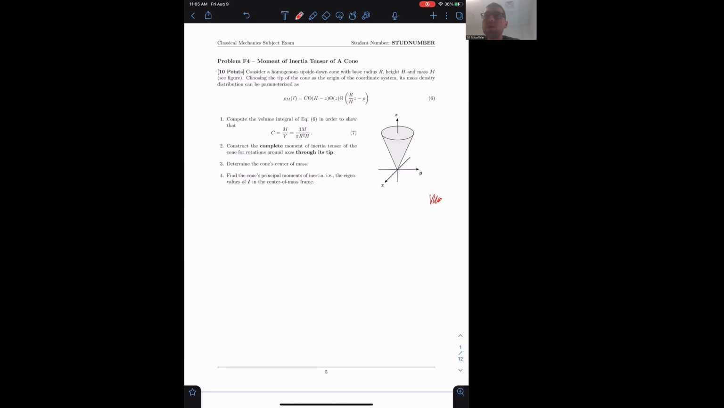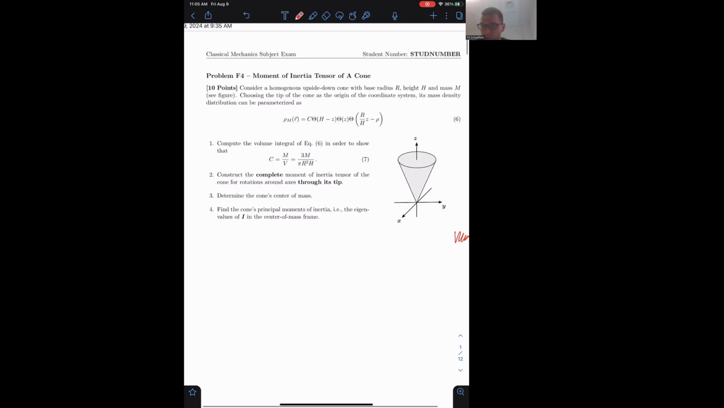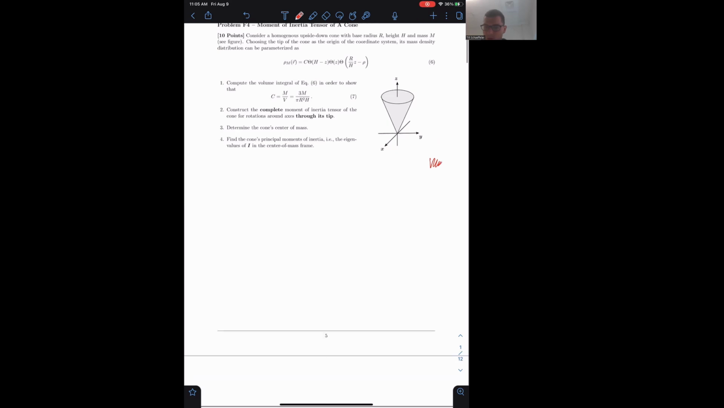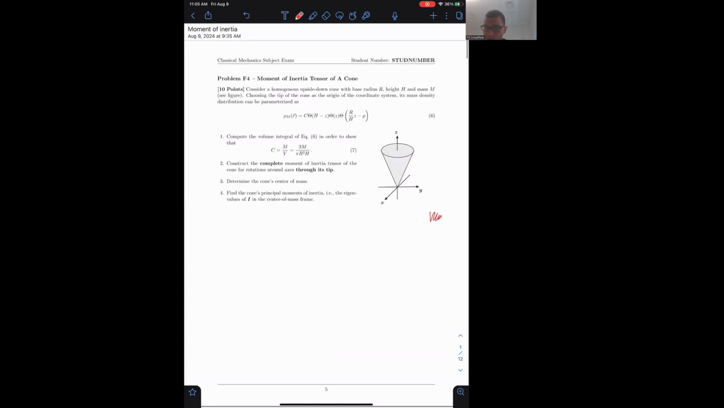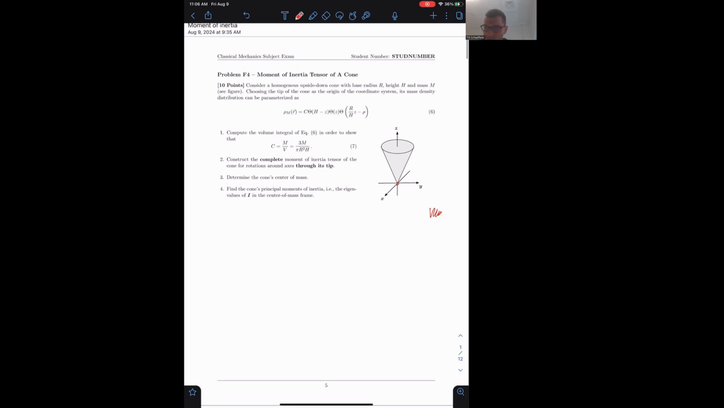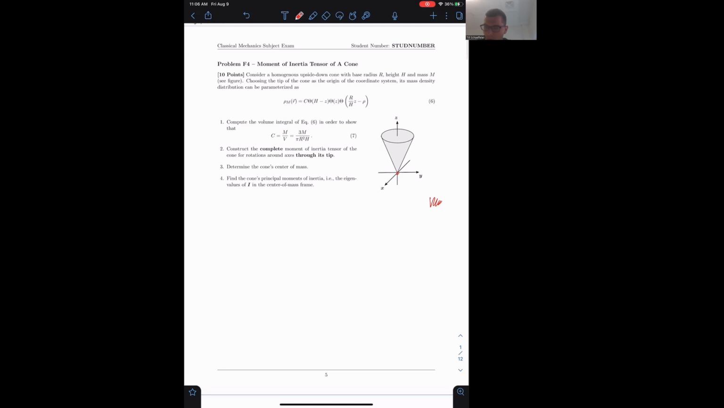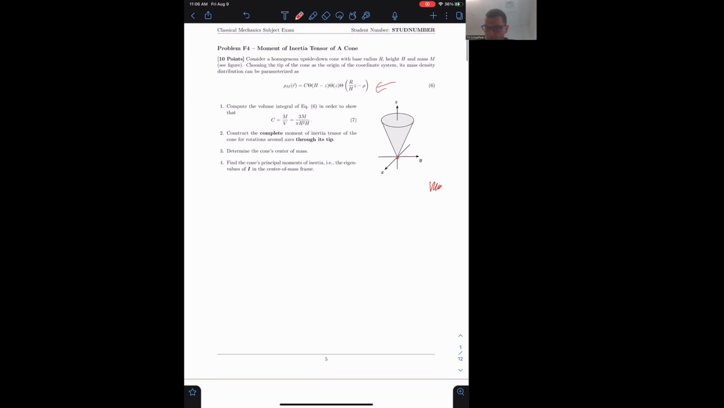So I'm going to solve this problem from the 2021 classical mechanics subject exam about the moment of inertia tensor of a cone. Consider a homogeneous upside down cone with base radius r, height h, and mass m. Choose the tip of the cone as the origin of the coordinate system. Its mass density distribution can be parameterized as this.